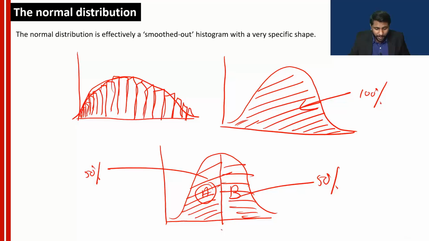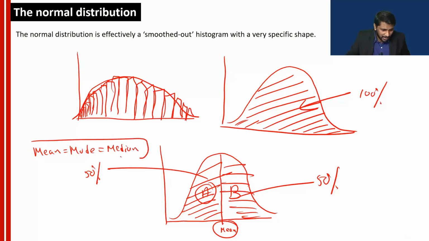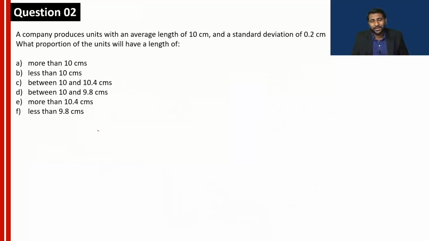This particular point is your mean. And when we are doing a normal distribution calculation, we assume that mean equals mode equals median. That means your mean, mode and median are all the same. It's a general assumption that we make when doing a normal distribution calculation. Sometimes you might not have a proper understanding as of now, but once you are done with this particular question, you'll be perfectly okay with it.